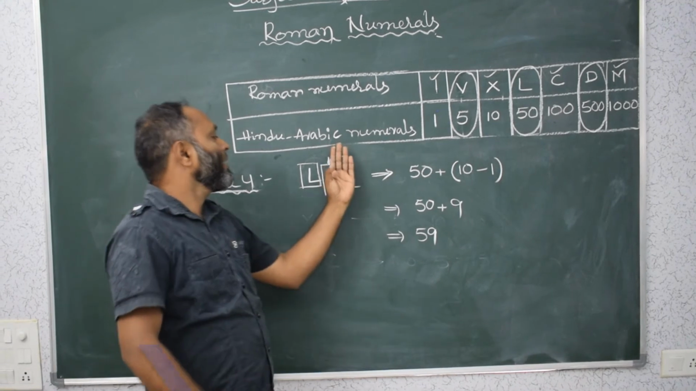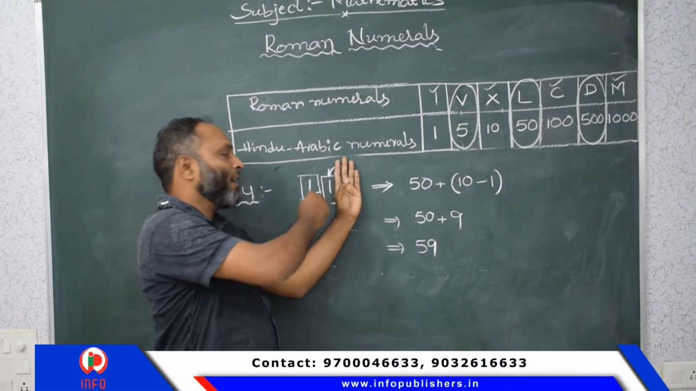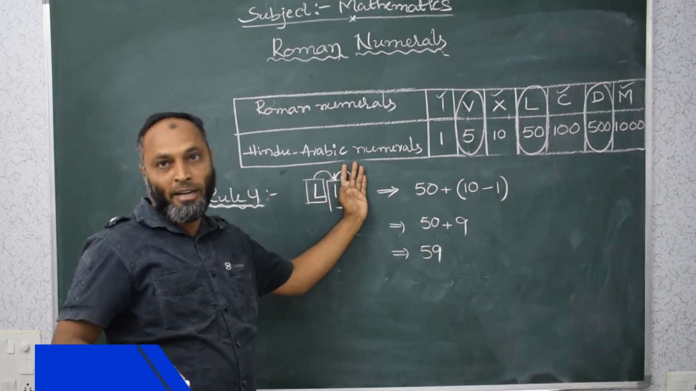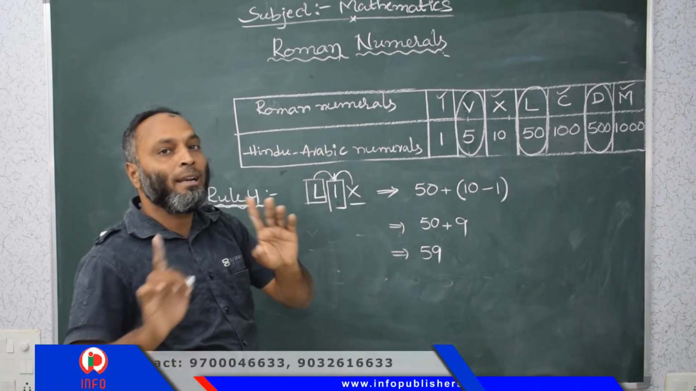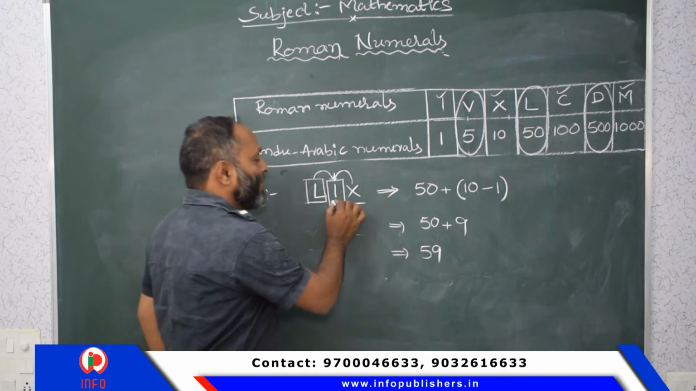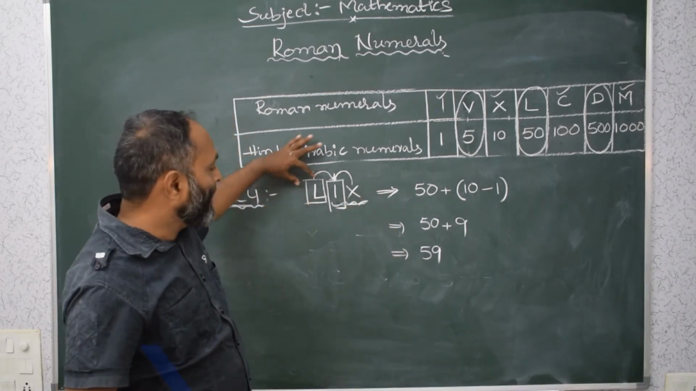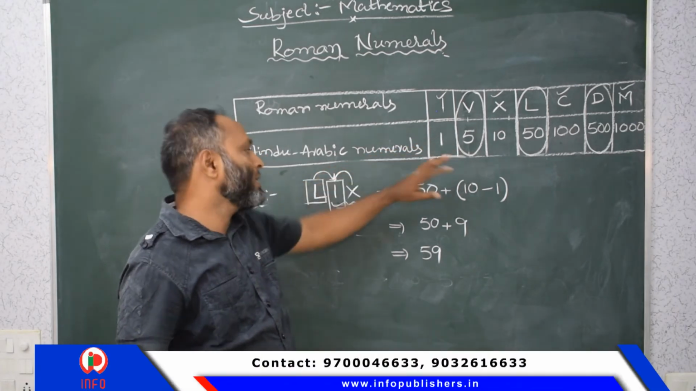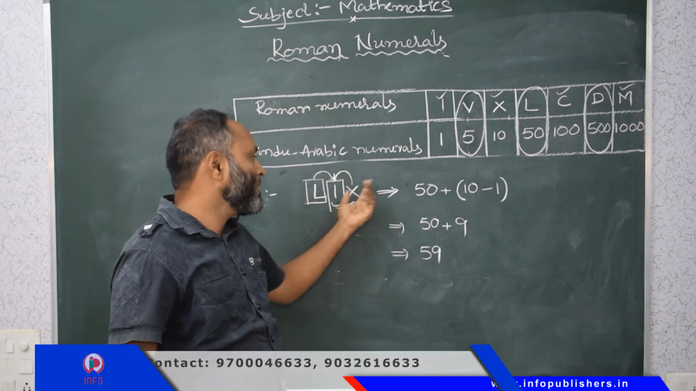Don't think that here L and I is there. If it were L and I, then whenever a small Roman numeral comes on the right side, we have to add. Don't think like that. First we have to give the preference to this one only. We have to follow this, not that. First we have to write L value as it is. Then after that we have to take the value of X, which means 10.